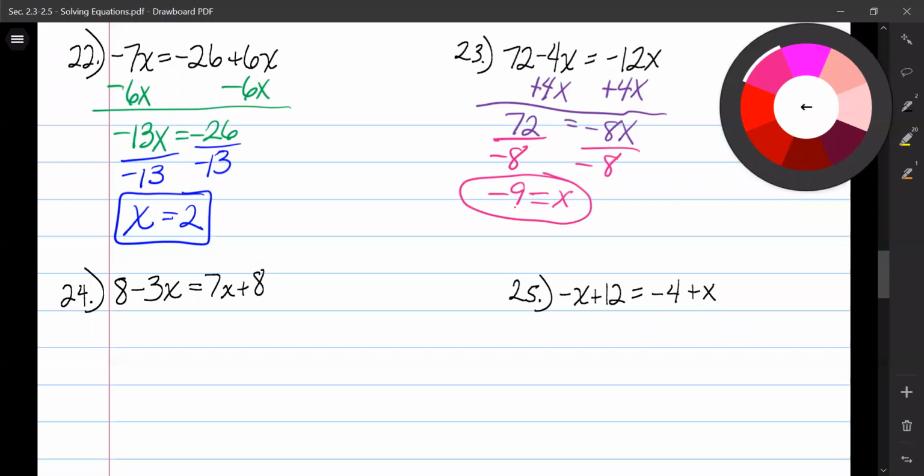All right, number 24. Again, we have x on both sides of the equation, and we need to only have x on one side of the equation. So you can either subtract 7x from both sides, or you can add 3x to both sides. Either way, it doesn't matter which way you want to do it. It's going to get the same answer either way. I think in this case, I'll go ahead and add 3x to both sides.